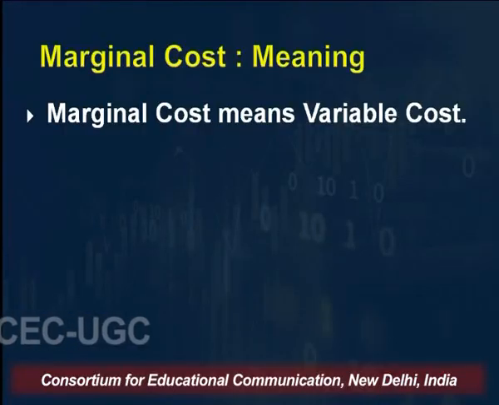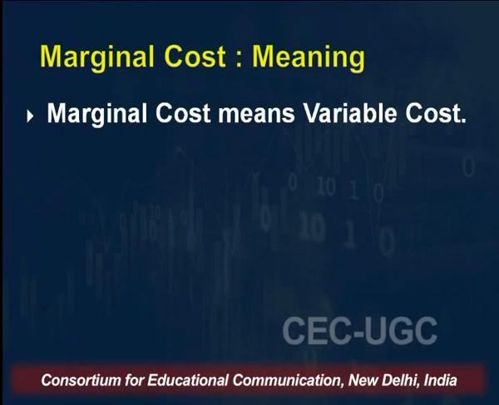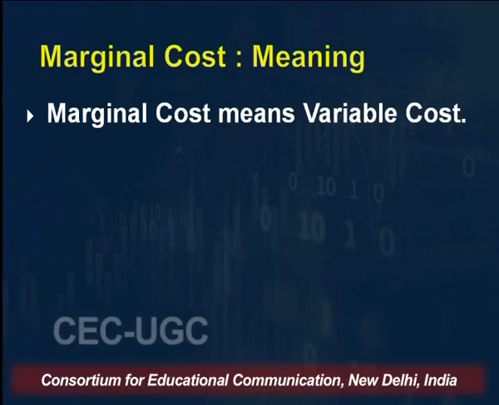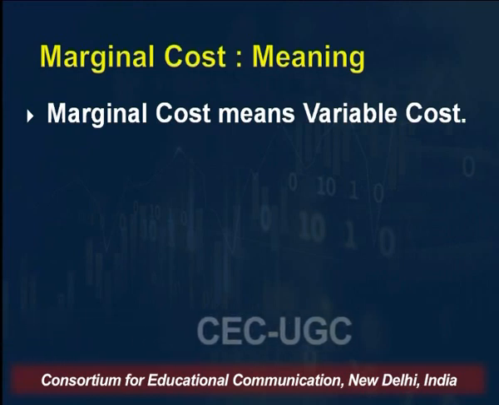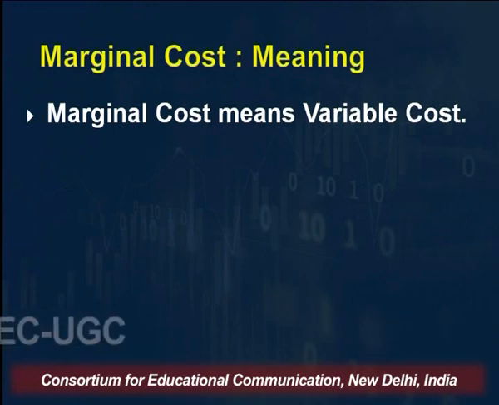Our interpretation of marginal cost is that we are talking about the rate of change in our total cost. So marginal cost means variable cost. Any cost which is variable in nature can be called marginal cost, because only then is it going to make a change in your total cost. Your total cost will not change unless there is a change in your variable cost.